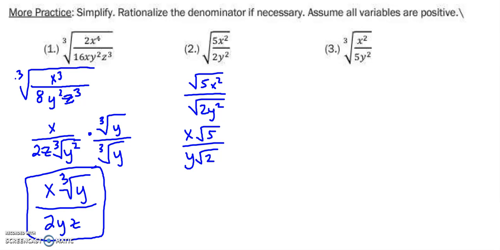and we're taking the second root. Now I still have that square root of 2 in the denominator, so I'm going to multiply the denominator by the square root of 2. And I also need to multiply the numerator by the square root of 2. And that gives me x times the square root of 10 over 2y.